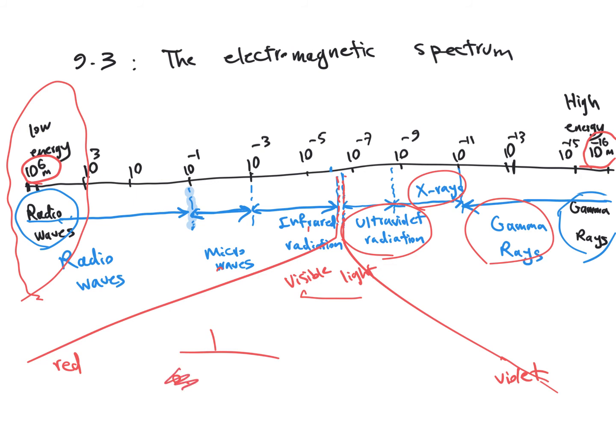If you write this number, 10 to the power of minus 16 is basically 1 over 10 to the power of 16, so it's basically 0.00000001, and then 16 of this. You see that this is an extremely small wavelength.